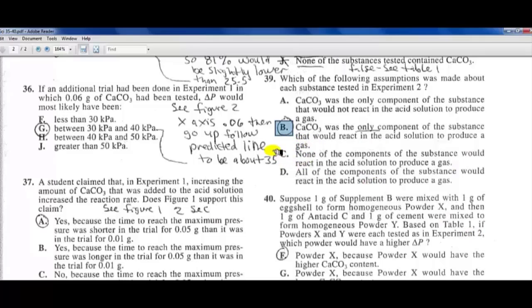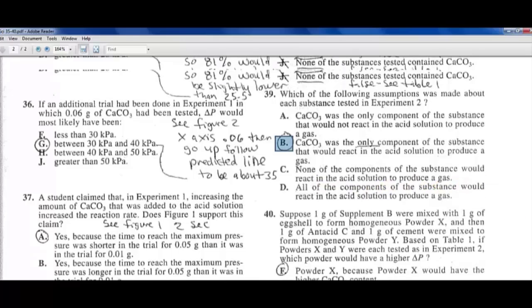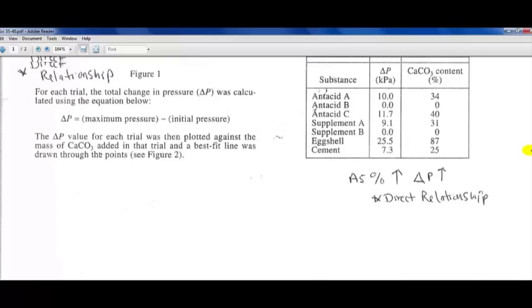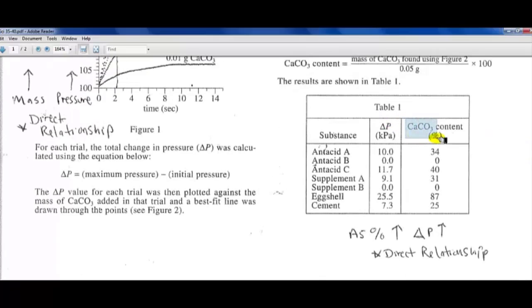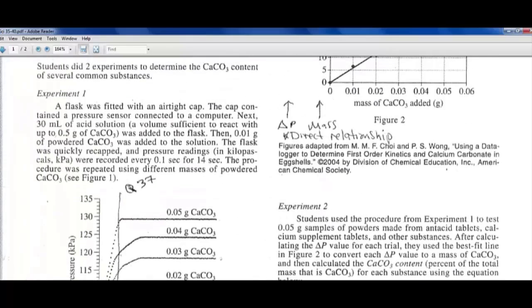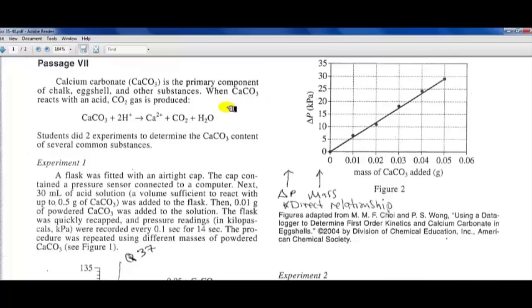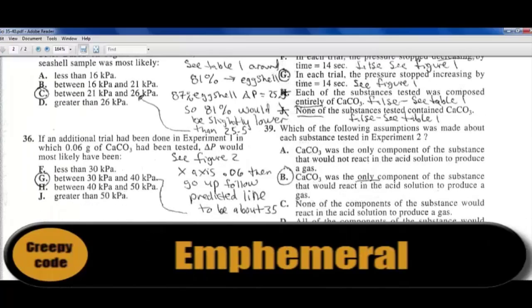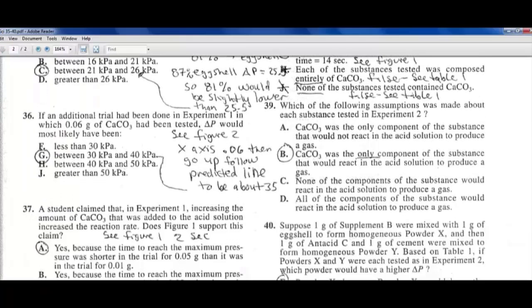Let's go ahead and take a look at C. C says none of the components of the substance would react in the antacid to produce a gas. Well, you know that that's wrong, because the whole concept is we're trying to see if CaCO3 produces CO2 or produces a gas. The whole basis for everything we're doing in this passage is about CO2 gas. So that is wrong right away. Answer choice D says all of the components of the substance would react in the antacid to produce a gas.